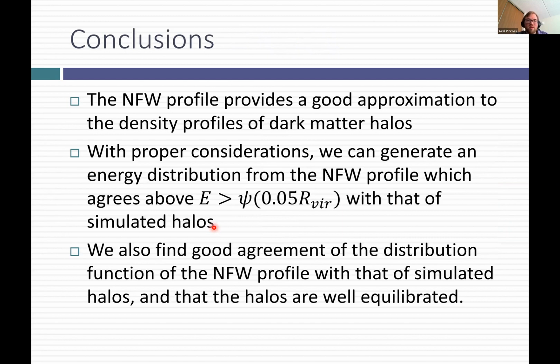In conclusion, the NFW profile provides a good approximation to the density profiles of dark matter halos. We've shown that with proper consideration, we can generate an energy distribution from this NFW profile, which agrees well with the simulated halos above energies corresponding to 5% of the virial radius. We also find good agreement between the distribution function of the NFW profile and that of simulated halos, and we find that the halos are reasonably well equilibrated. Furthermore, the NFW profile gives us a good model for the tail of the energy distribution that you observe inside the virial radius, even though the NFW profile is not necessarily in agreement all the way out to infinity, obviously. So those are my conclusions.